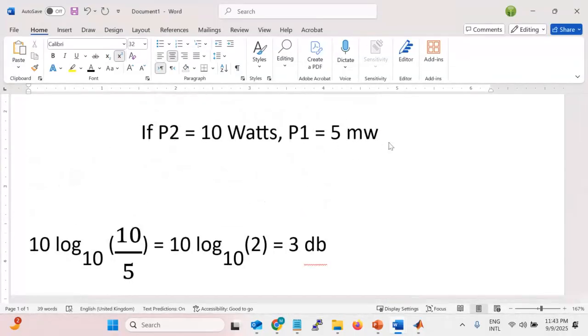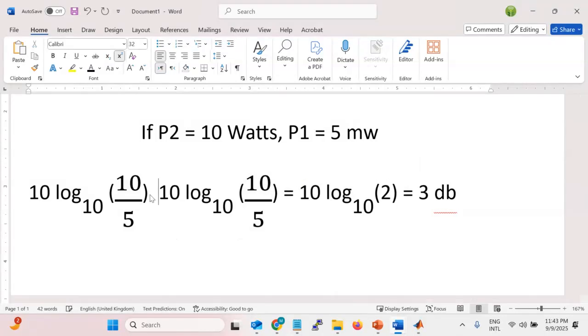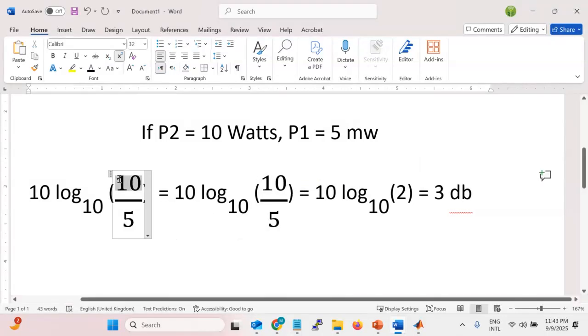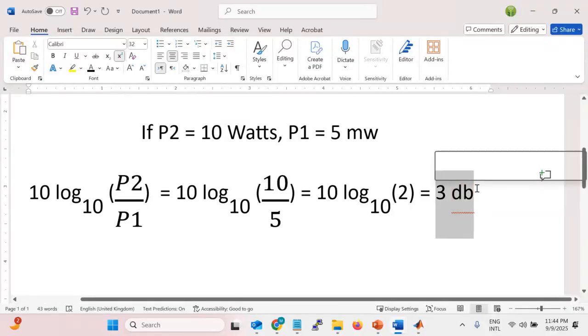This is 10 log P2 divided by P1. So 10 log P2 divided by P1 equals 10 log 10 divided by 5, equals 10 log 2, equals 3 dB. 3 dB means P2 equals double P1.